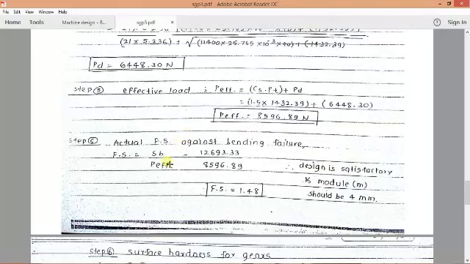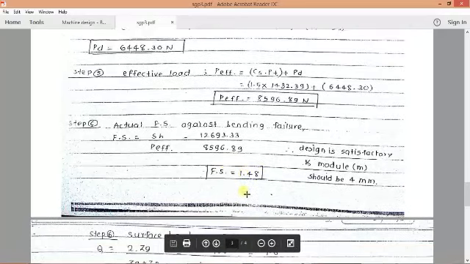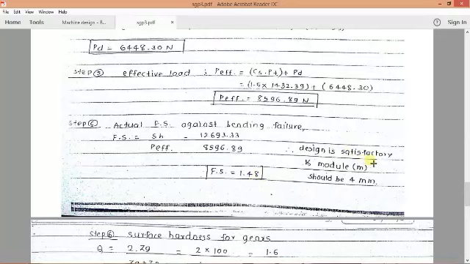For calculating that, SB is equal to factor of safety into P effective. Taking the P effective here, SB we calculated already. So SB, 129,693.33, divided by the P effective that we calculated here, gives the factor of safety. So the calculated factor of safety is 1.48. The given factor of safety is 2. So the design is satisfactory and module m should be 4 mm, and we can carry on.